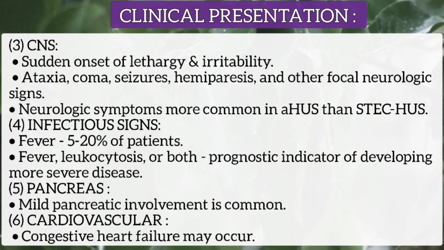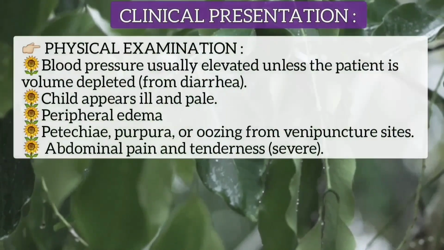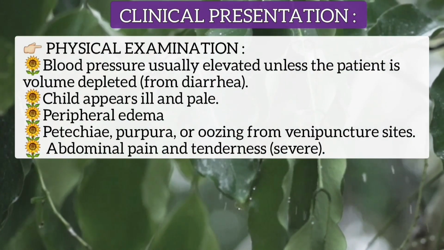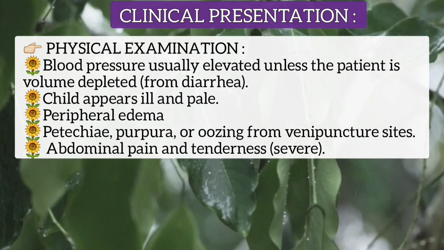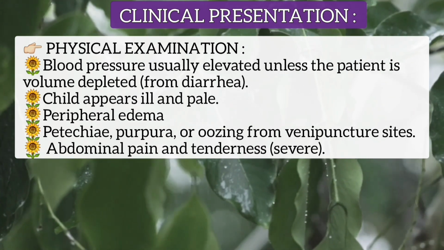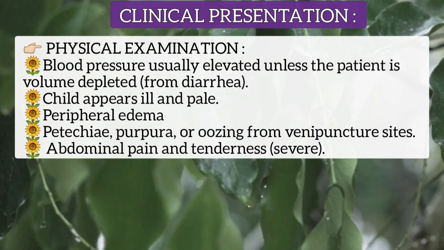There may be mild pancreatic involvement or congestive cardiac failure. On physical examination, the blood pressure is usually elevated unless the patient is volume depleted because of diarrhea. The child appears ill and pale. There is peripheral pitting edema, petechiae, purpura or oozing from the venipuncture site, and abdominal pain and tenderness is also present.